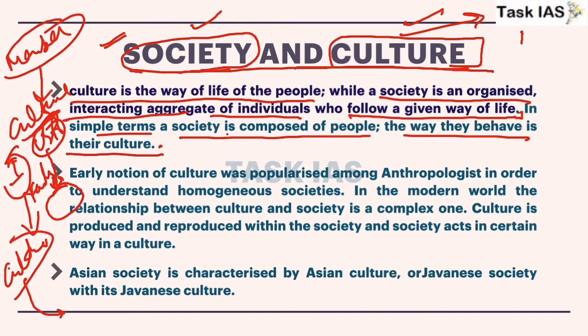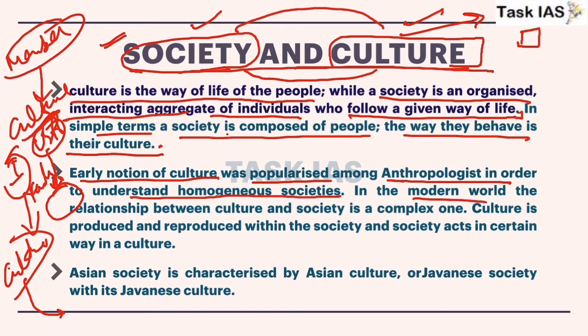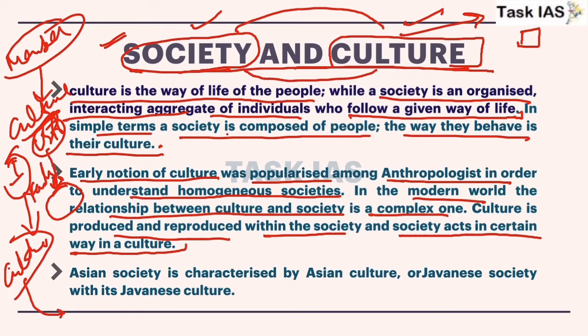So now I have explained how society is important for culture and how culture is important for society. I think you got my point now. Now you can think about that early notion of culture was popularized among the anthropologists in order to understand homogeneous societies. In the modern world, the relationship between culture and society is a complex one. Culture is produced and reproduced within the society, and society acts in a certain way that is defined by culture. So I think now your point is clear. Asian society is characterized by Asian culture, and Javanese society is defined by Javanese culture.